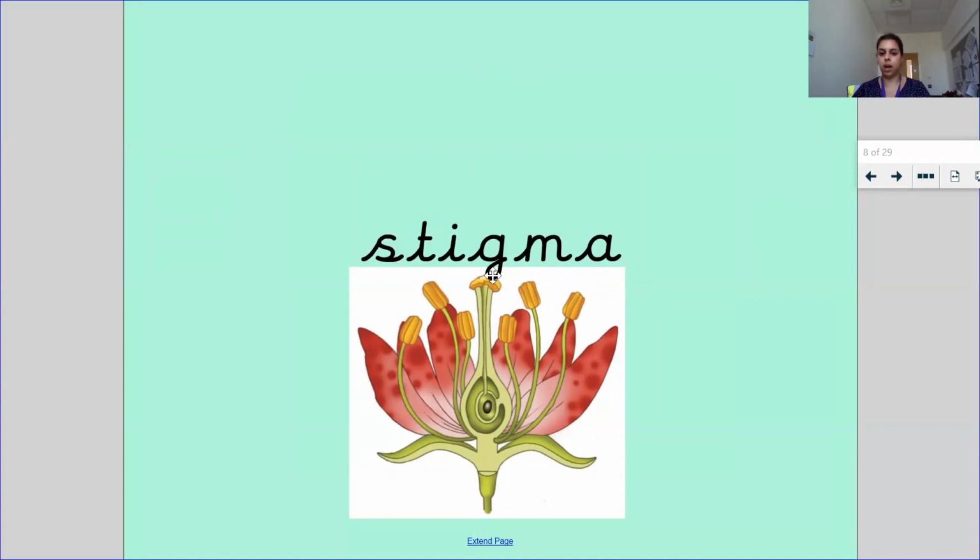The stigma is a sticky bit at the top here, and that collects any pollen that's passing past it. So it might have blown past it, and it sticks to the stigma. And the pollen then moves down this bit here, and that bit down there is called the style. And it moves down the style into this bit here.